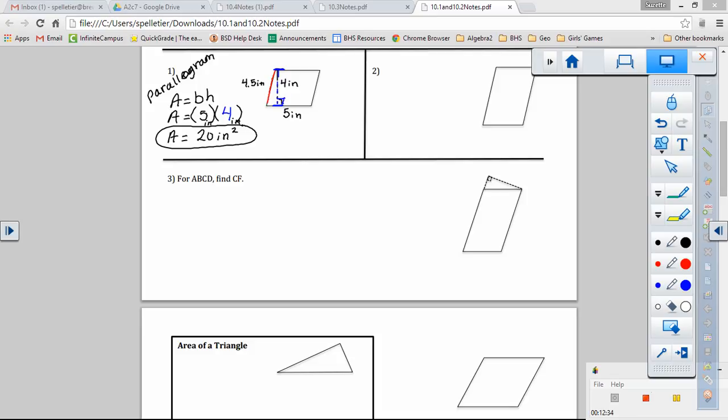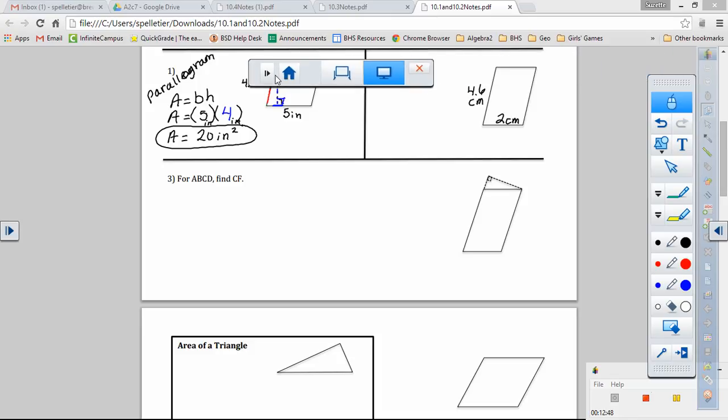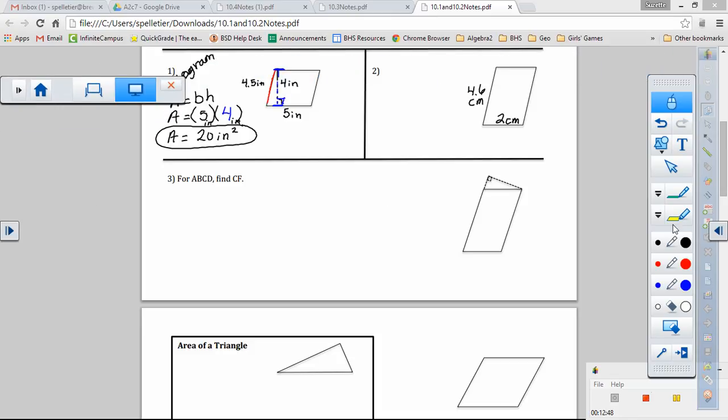Let's look at example 2. I'm going to tell you that this segment is 2 centimeters and that this one is 4.6 centimeters, and that we have this segment drawn in for us that has a length of 3.5 centimeters. And now we have to solve the problem. Again, decide what shape you have. This is, again, a parallelogram.